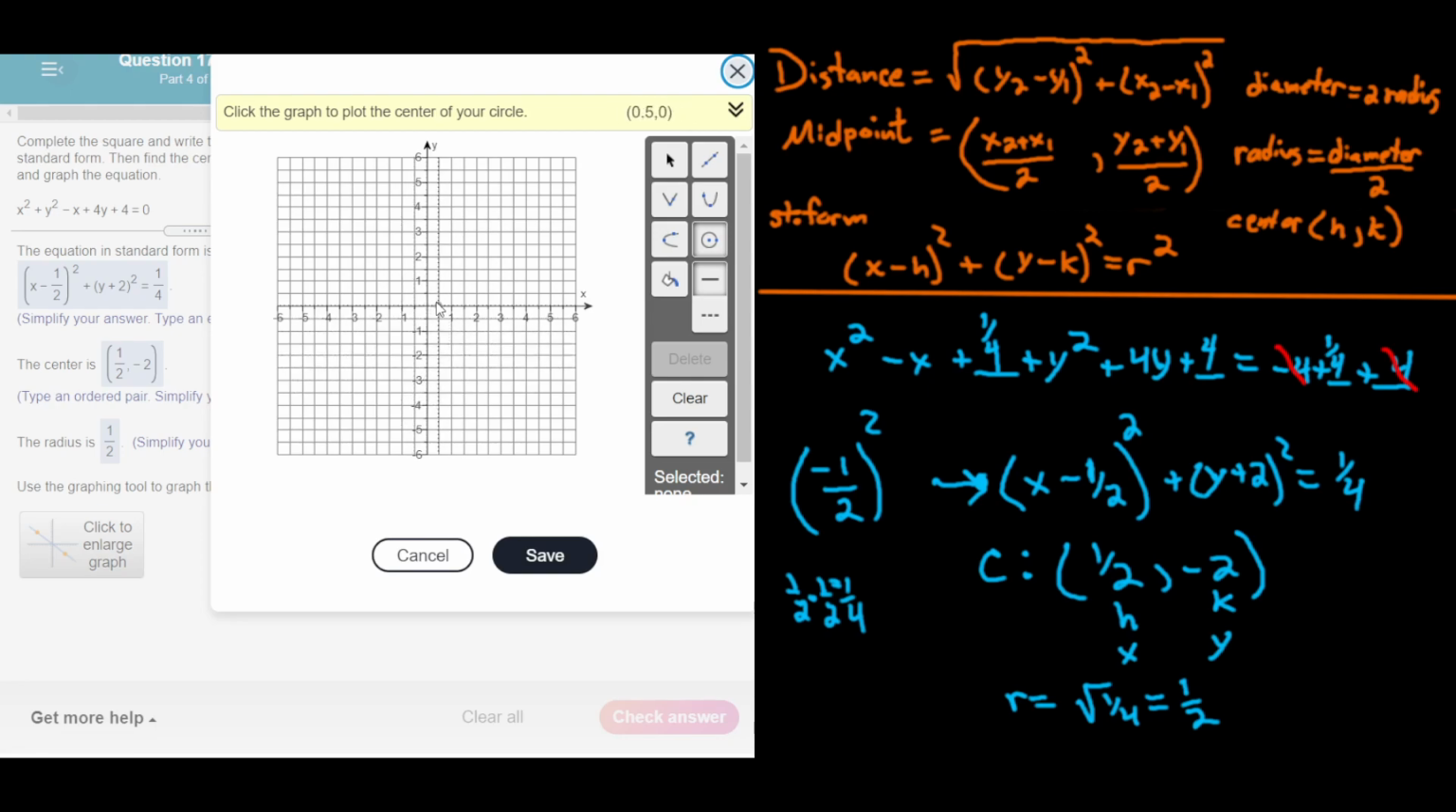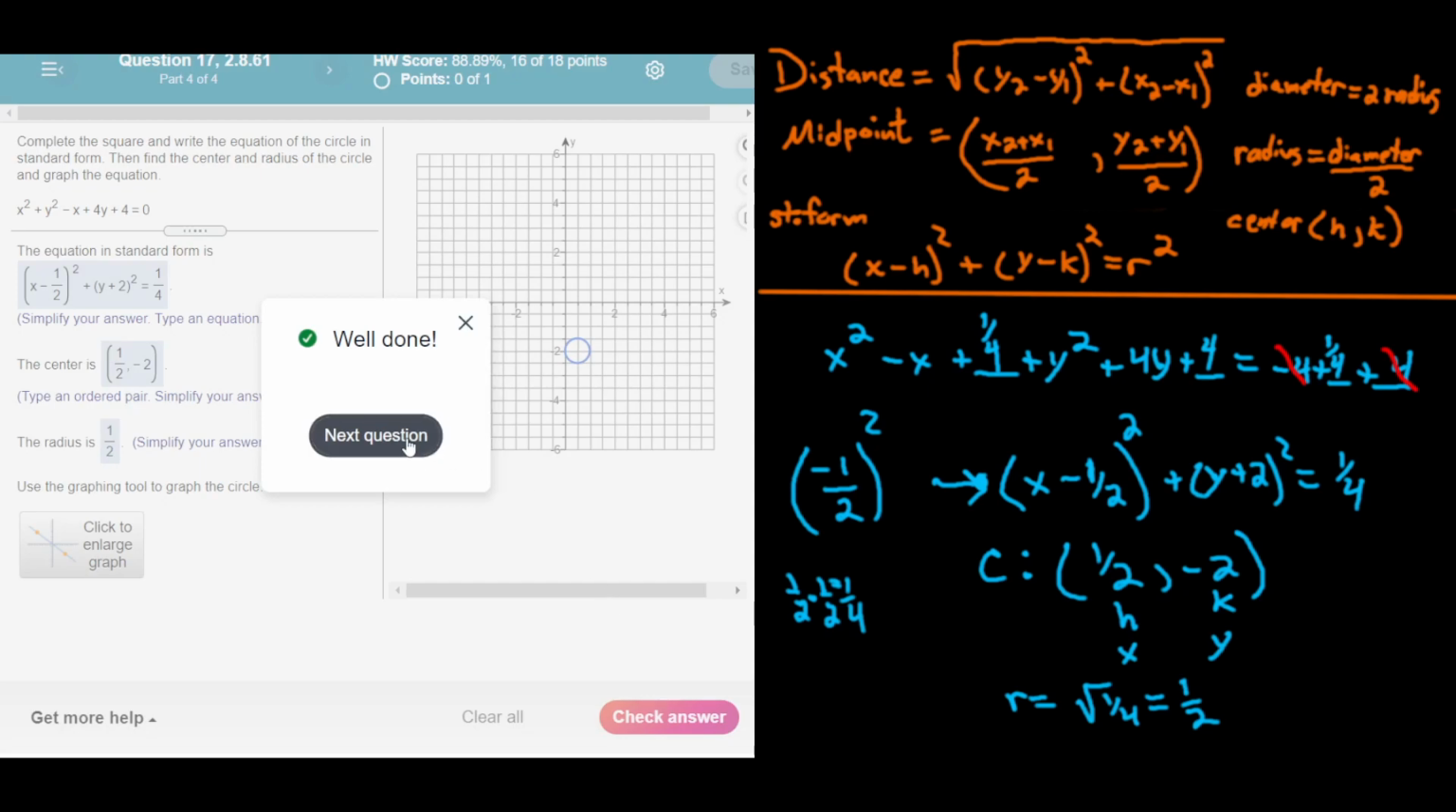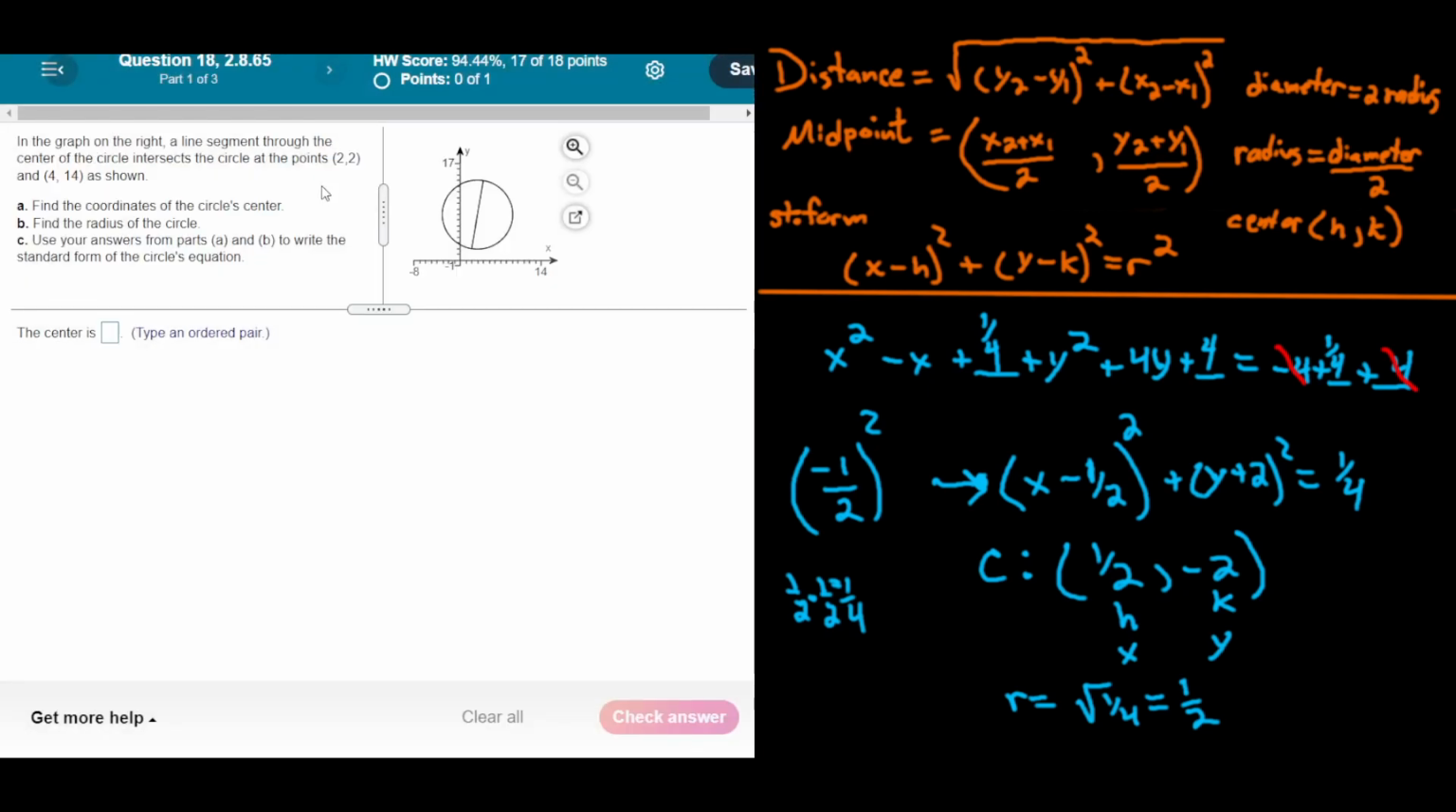Anyway, so 1/2, comma -2. 1, 2. You are at the -2, right? And look at the upper right. Is it 0.5 comma -2? Yes, it is. Radius. The radius is 1 over 2. Well, every space is worth a half, right? So just move over 1 space. Well done.